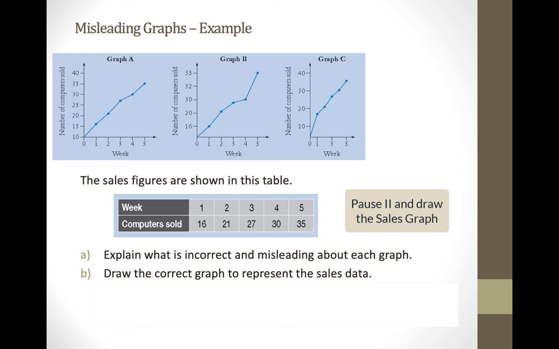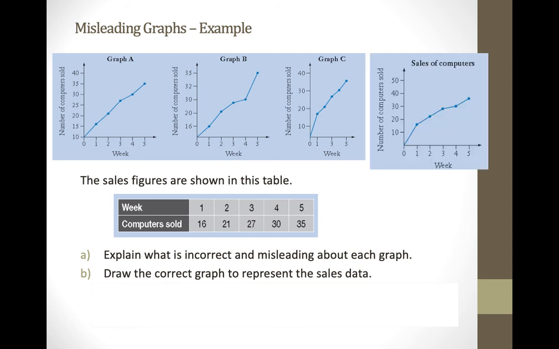If you draw the correct graph, you'll see a very different shape. It actually looks like that. That doesn't ring bells as far as dramatic sales.